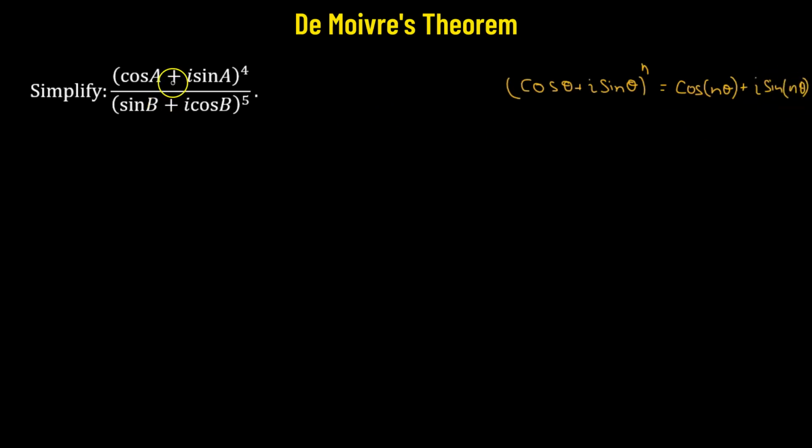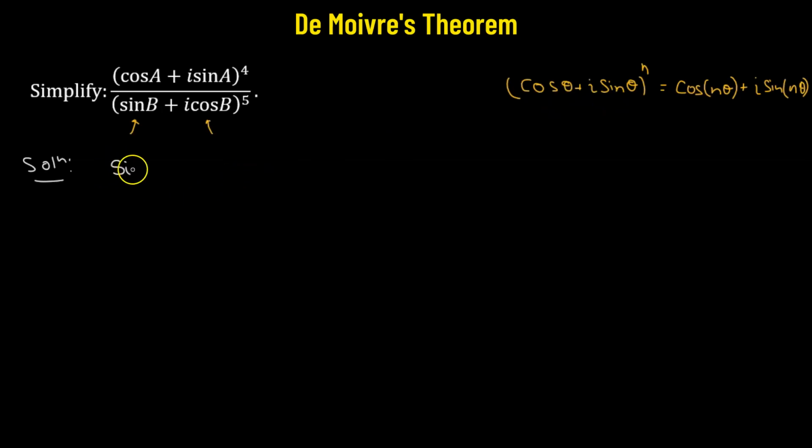Now, the numerator part is fine. Here you have cosine of a plus I times sine of a raised to the power of 4. But if we look at the denominator, here we have a sine function and here we have a cosine function. In order to apply De Moivre's theorem, the real part must be cosine and the imaginary part must be sine. So that means we'll need to simplify the denominator. So let's begin with the denominator portion.